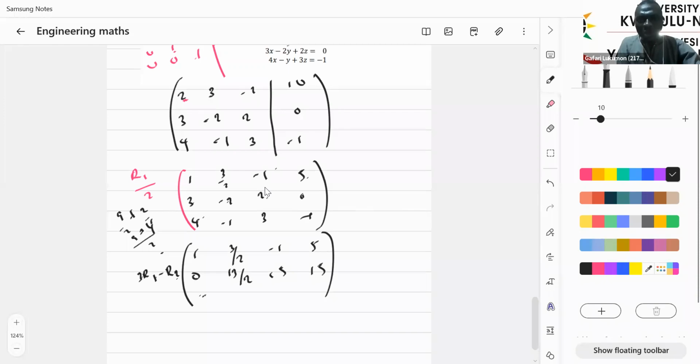Let us obtain this. Who can tell me the rule we are going to use to obtain this one? Anybody? Anybody, please? Anybody? So that I know you are following me.